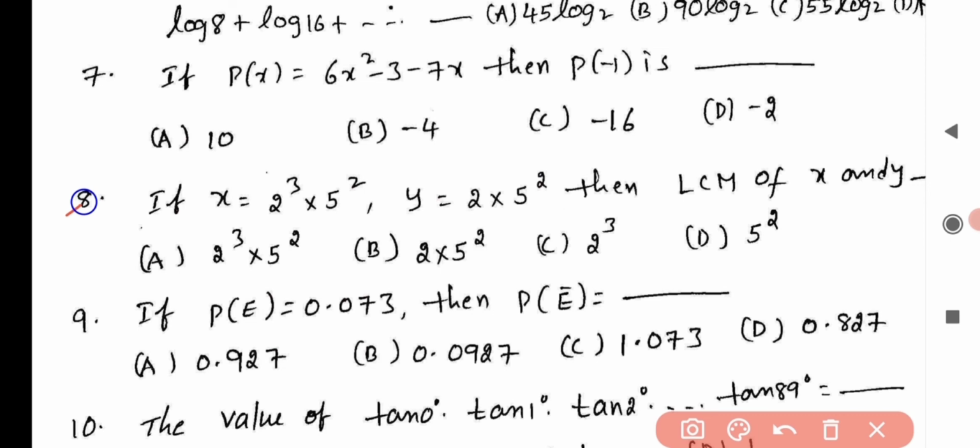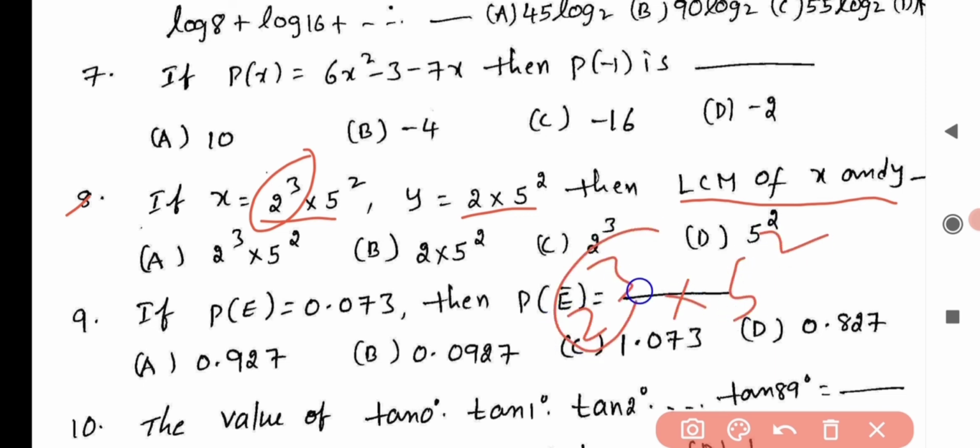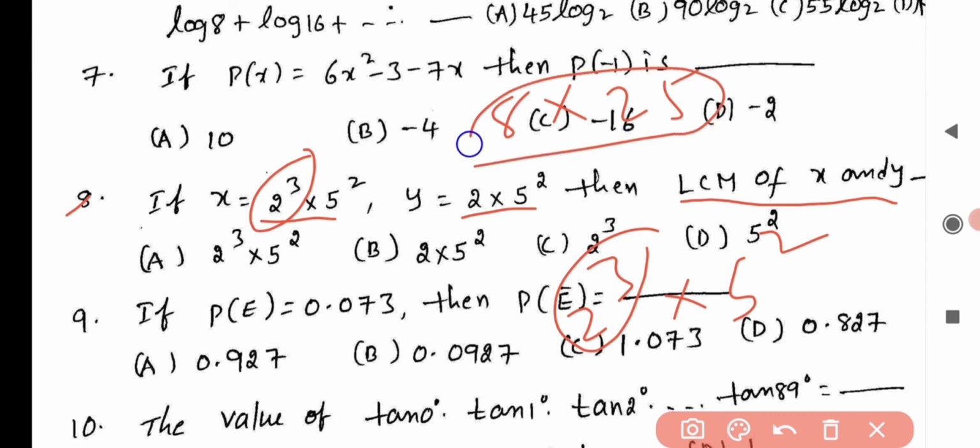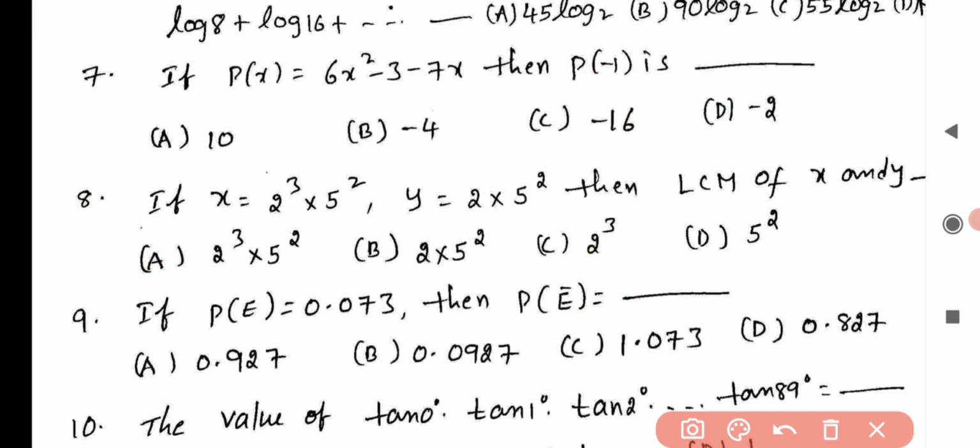Next, eighth one. If x equals 2 cube into 5 square and y equals 2 into 5 square, then find the LCM of x and y. LCM means you write the highest powers. So 2 power 3 into 5 power 2. 2 power 3 means 8, into 5 square means 25, 25 into 8. No need for that here, that option is not there. We just have 2 cube into 5 square. So option A.